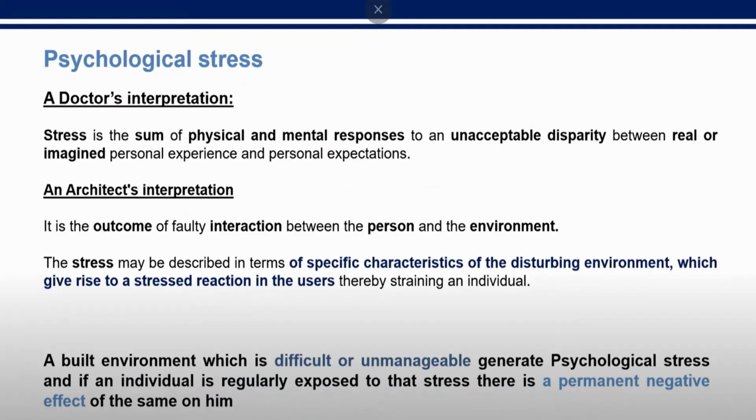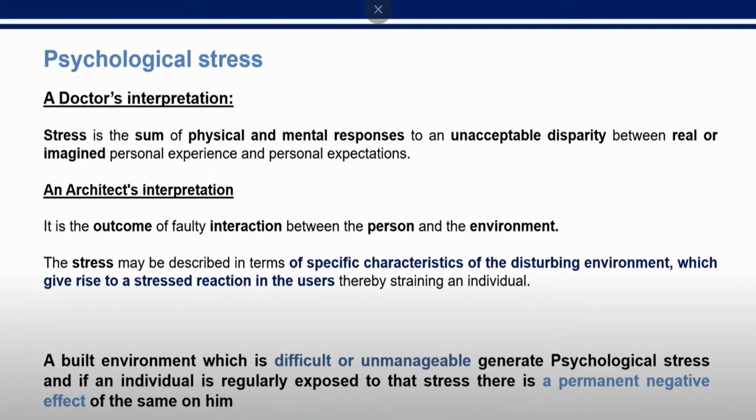Then psychological stress: doctors interpret that stress is a sum of physical and mental responses to an unacceptable disparity between real or imagined personal experience and personal expectations. But an architect interprets it as the outcome of faulty interaction between the person and environment. So stress may be described in terms of specific characteristics of a disturbing environment which give rise to a stress reaction in the users, thereby straining an individual. So a built environment which is difficult or unmanageable generates psychological stress.